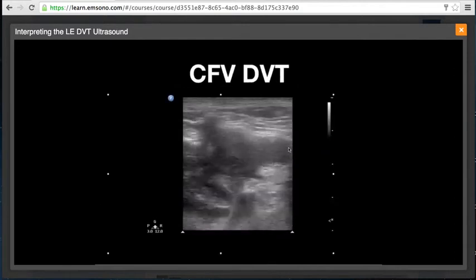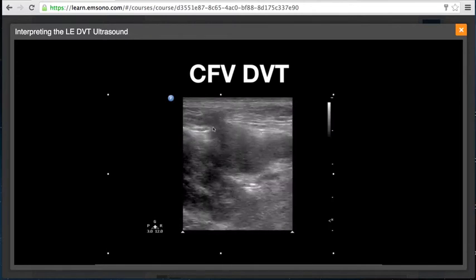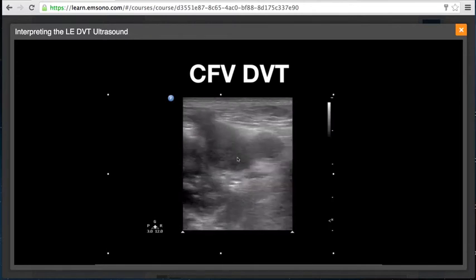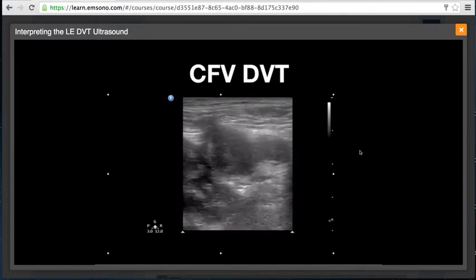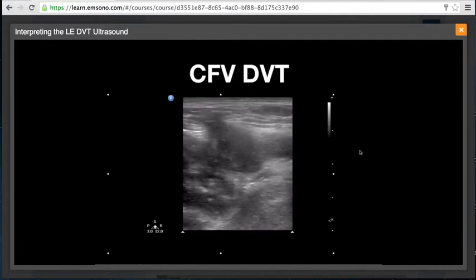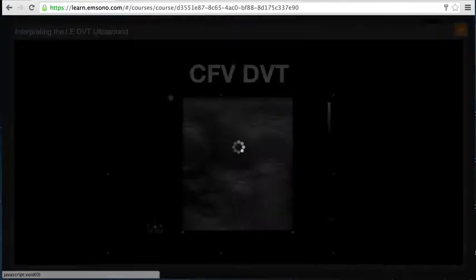Now here's a patient with a common femoral DVT. There's the artery. There's a vein. You can see the saphenous coming in, and you can see that this vein is filled with echogenic thrombus. It's larger than the adjacent femoral artery, and it was non-compressed.